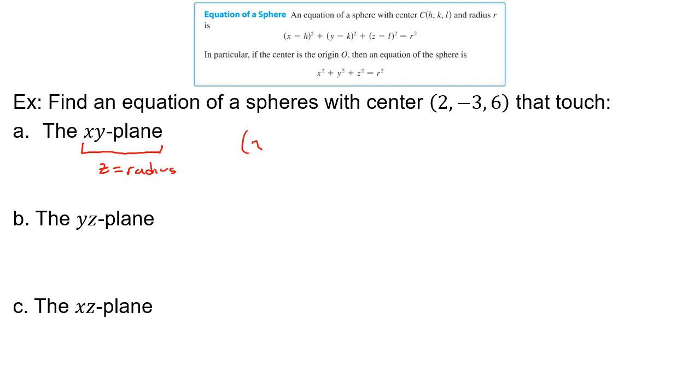And so I'm going to have x minus 2 squared, y plus 3 squared, and z minus 6 squared. And 6, the z value squared, is 36. And so that would be the sphere that touches the xy plane. Or if you're doing the yz plane, I let x be the radius.